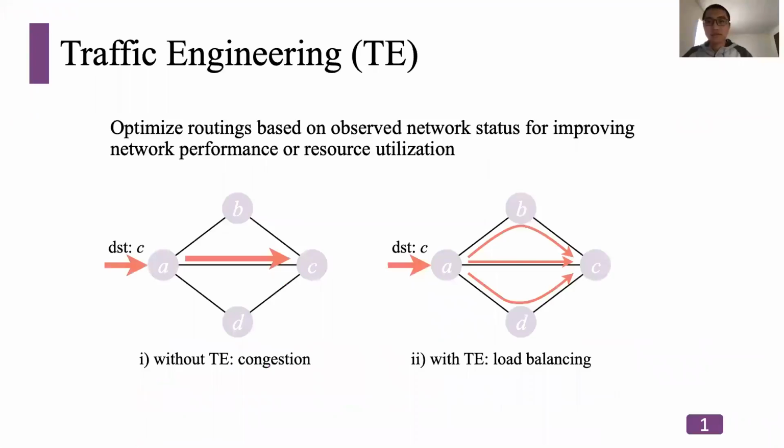Traffic engineering is an old but popular topic. Routings are optimized based on traffic demands and the current network status so as to improve network performance or resource utilization. The two figures show a simple example of TE. By routing the traffic properly, congestion can be avoided. Of course, the example is very simple.